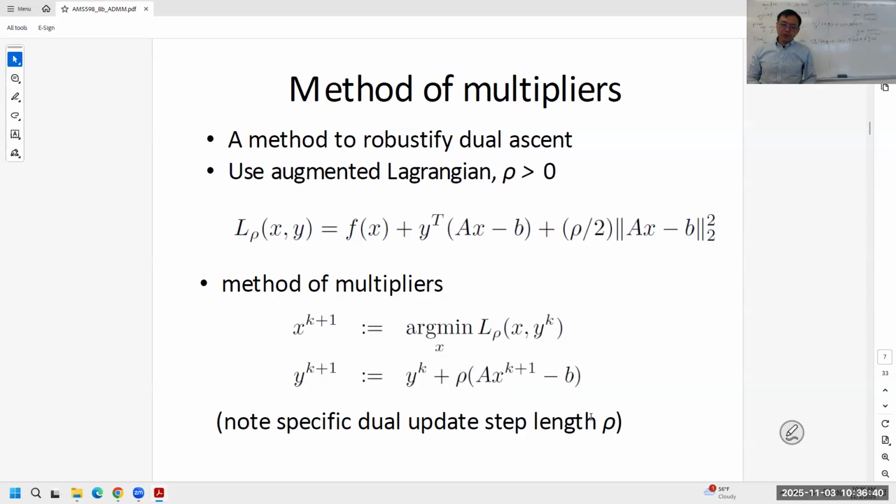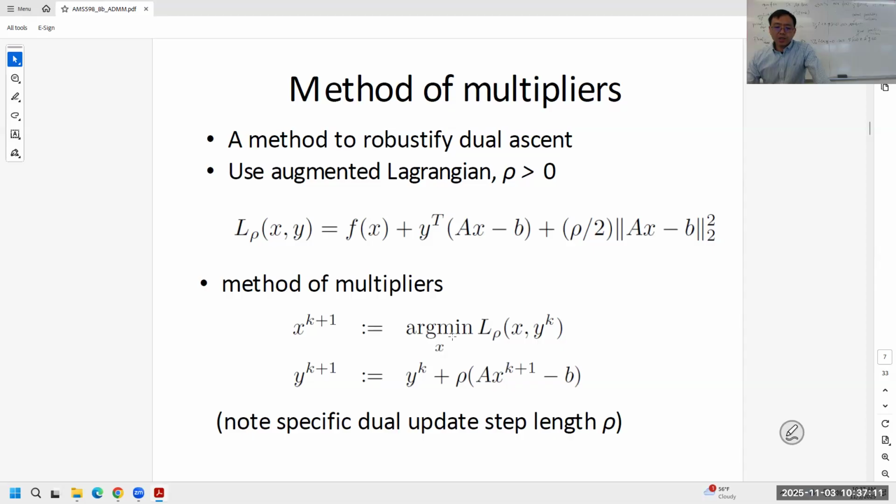So why do we want to add this other term into the minimization? This is because it can make our problem a little more stable. If we want to maximize this function, the dual ascent still works.